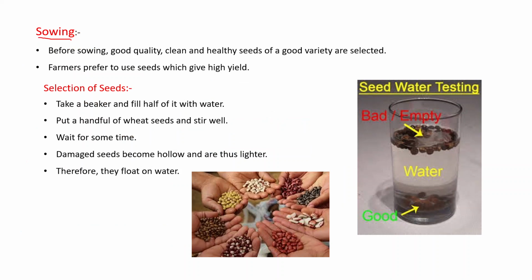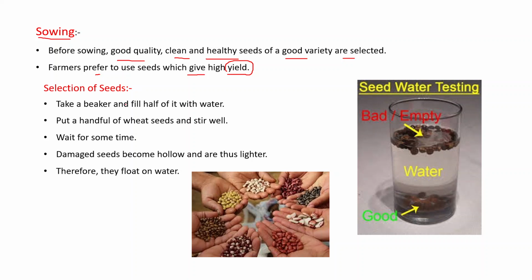Next step is sowing. Before sowing, good quality, clean and healthy seeds of a good variety are selected. Clear? Farmers prefer to use seeds which give high yield. Yield means amount, high amount. Clear? Then how can we find out that seeds are good quality?